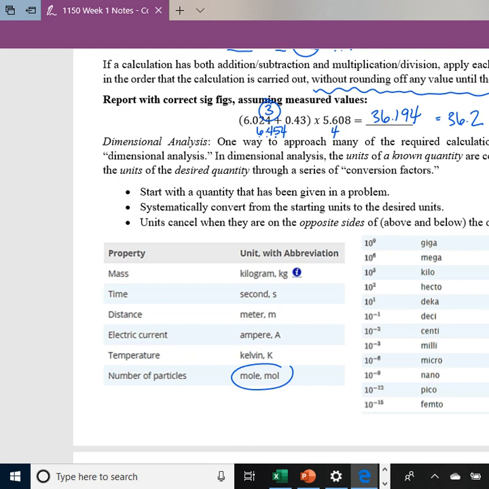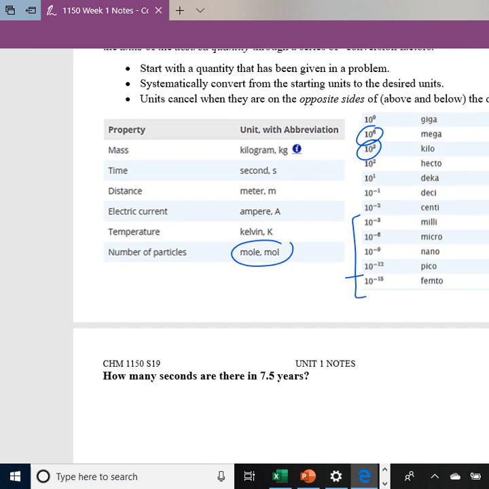And then probably the most common prefixes that we use are milli, probably won't get into femto very much, but definitely down to pico, and then kilo and mega. The rest are good to know, but none of this should be very new at this point.